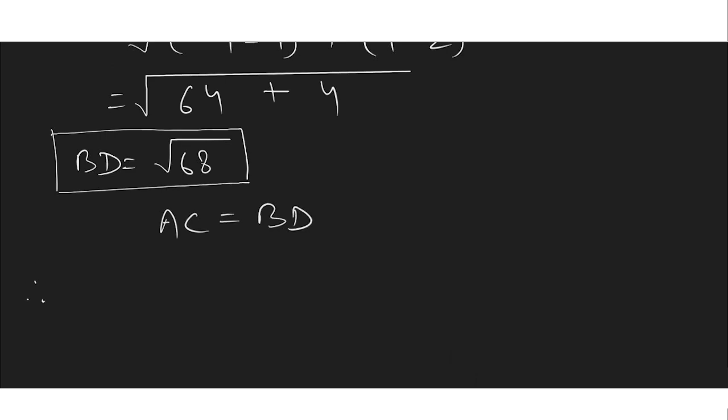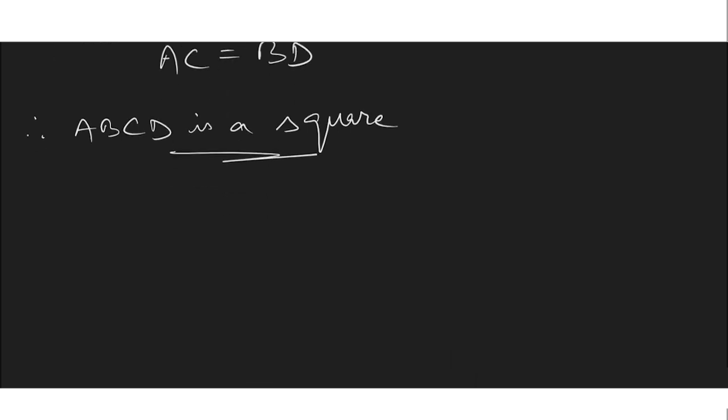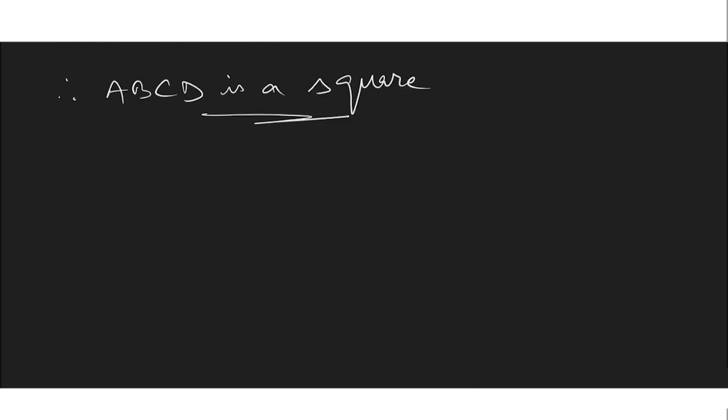Therefore, the quadrilateral formed by the vertices A, B, C and D is a square. The next concept which we will study, which requires the application of distance formula, is collinearity of points.